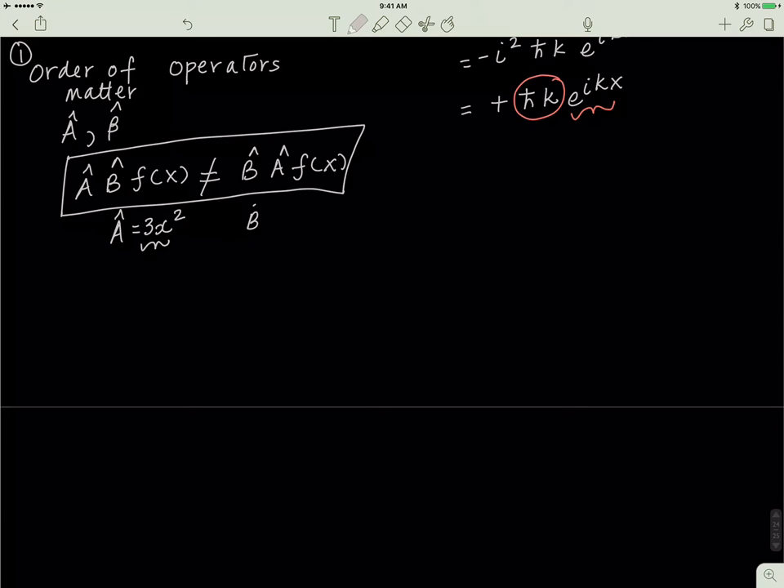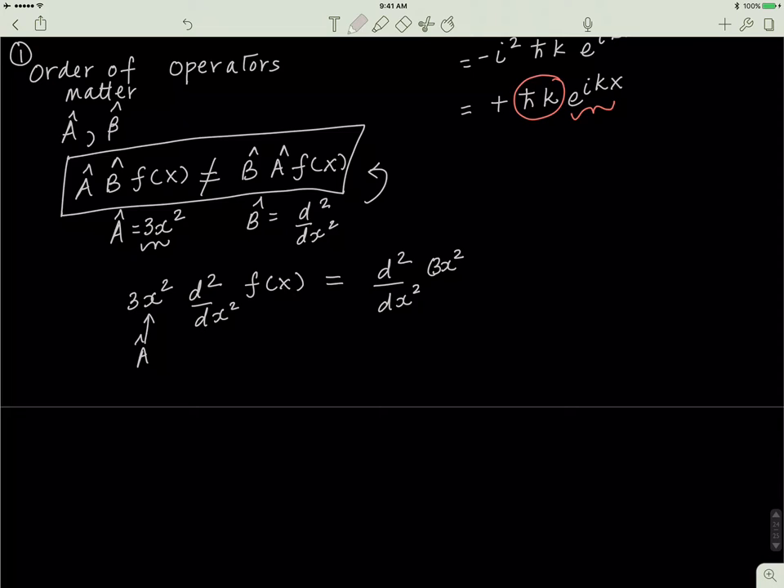Mathematical operation. And let's say B is equal to d squared over dx squared, right? So I want to see, is this relationship true? So first let's go 3x squared, which is A hat, and then d squared over dx squared, and let's say this is acting on some function f of x. And I want to see, is it equal if I did d squared over dx squared, and then I did 3x squared f of x? So are these two equal? No, they're not, right? Here, 3x squared is acting as a constant, and this derivative is only acting on f of x. But here, this derivative is acting on 3x squared and f of x. So this is not going to be equal.